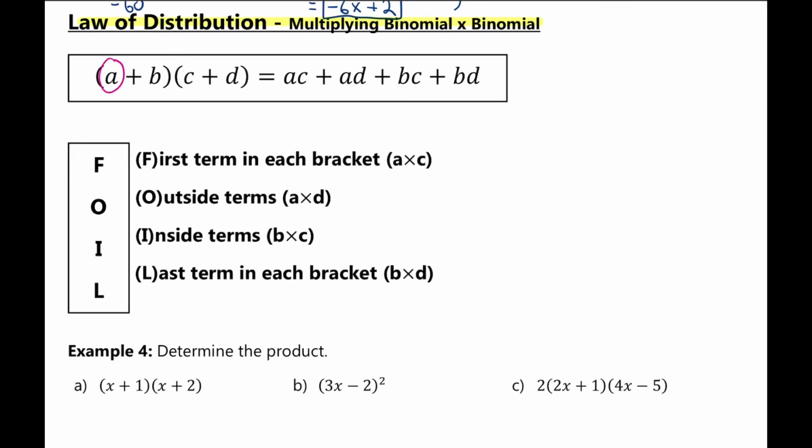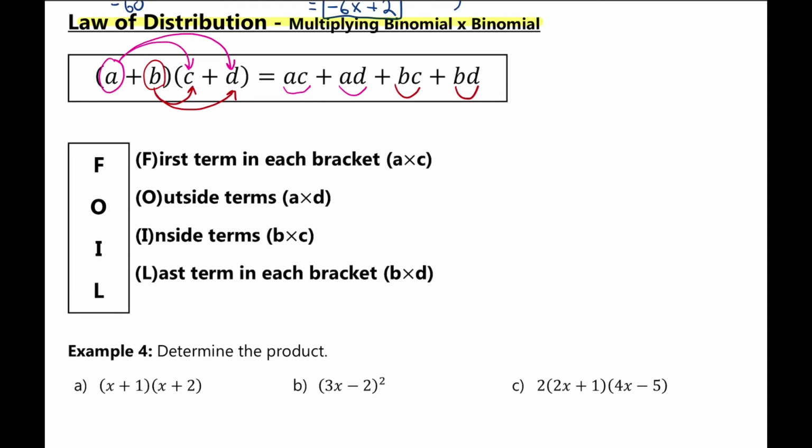The first term here is a, multiplying c and d. Okay, so we have ac, ad. We have a second term, b. We're also going to distribute by multiplying into the second bracket. So we have bc and b times d. And then you add them up.